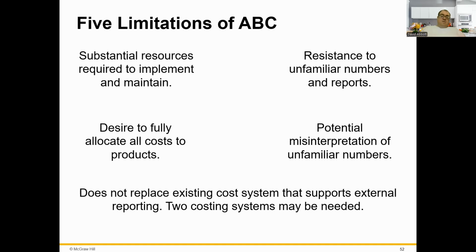And then the limitations of activity-based costing. There are 5 limitations of ABC. First of all, implementing an ABC system requires substantial resources. The benefits of increased cost accuracy may not outweigh the implementation costs. An ABC system produces numbers such as product margins that are at odds with the numbers produced by traditional costing systems. Managers are not accustomed to managing their operations using these numbers.